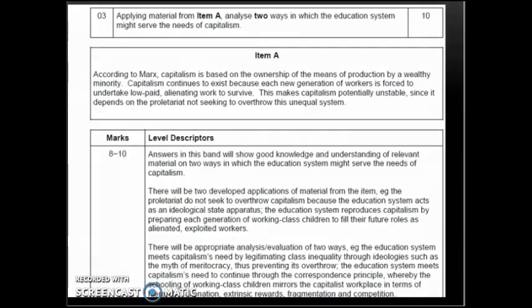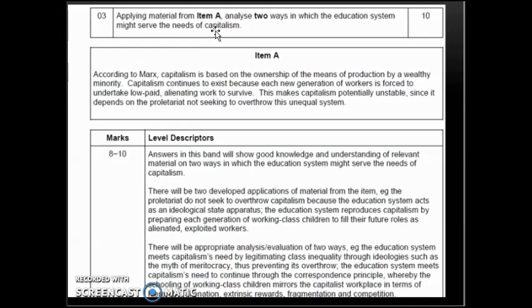For question 3, you had to apply material from the item and analyse 2 ways in which the education system might serve the needs of capitalism. In this question, you are asked to identify some hooks from the item, which will help you explain how the education system might serve the needs of capitalism. And we are looking for examples from within the education system, what is going on within school which is benefiting the systematic inequalities and failure of the working class.